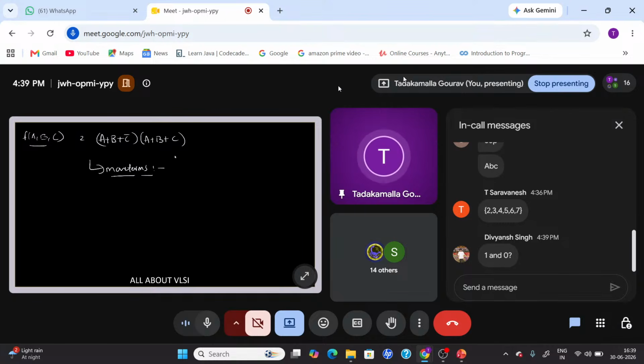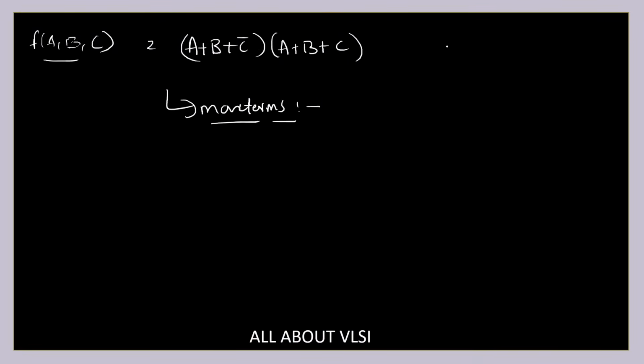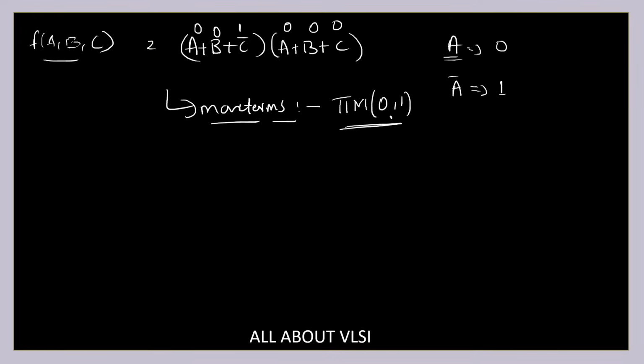Exactly. 1 and 0. Now, in the case of your max terms, you are going to represent your non-complemented variable with 0 and complemented variable with 1, which is nothing but this is basically 0, 0, 1, and this is 0, 0, 0, which is nothing but max terms are pi M 0, comma 1. These are my max terms.